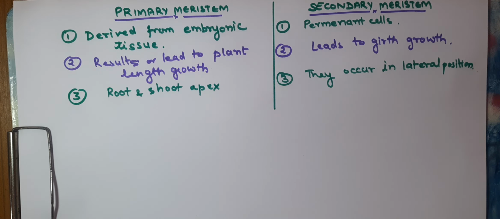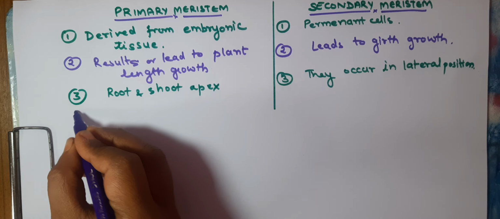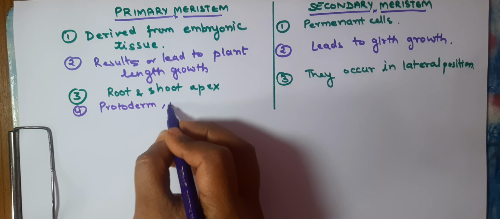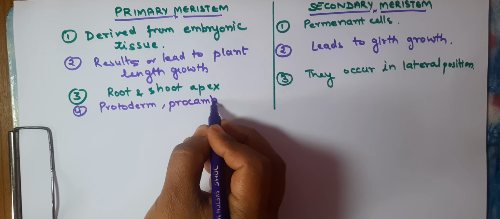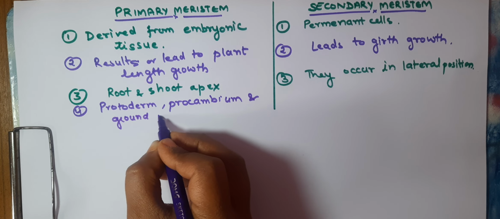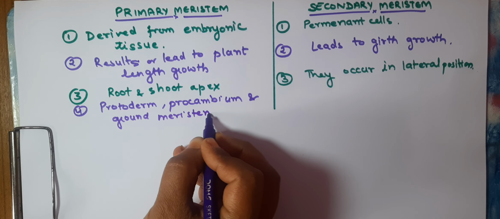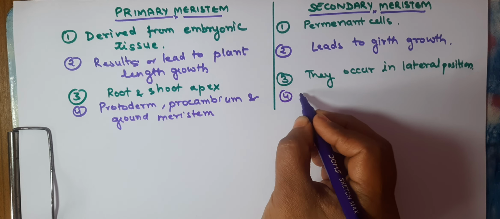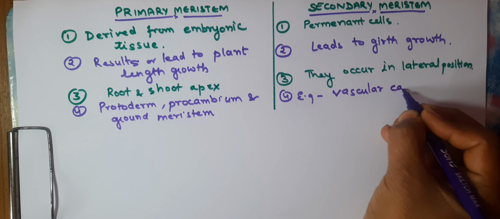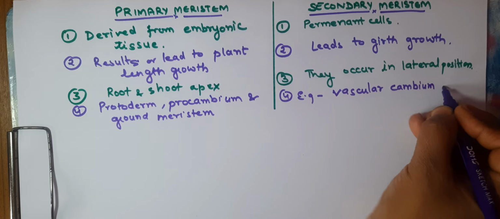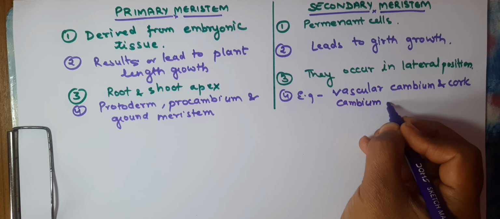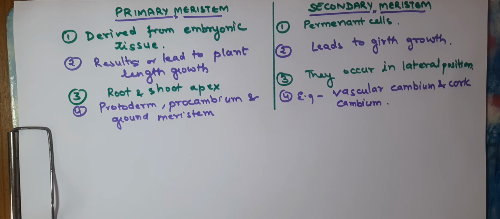The examples of the primary meristems are protoderm, procambium and ground meristem. And the examples for the secondary meristems are vascular cambium and cork cambium. So these are the four differences between the primary and the secondary meristem.